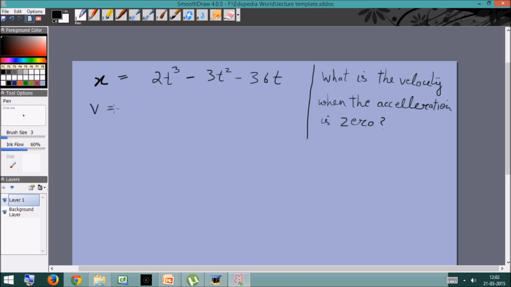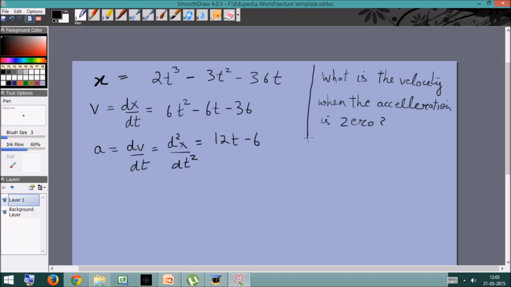v equals dx by dt. So this will just be an exercise in calculus. The derivative of 2t cube will be 6t square, minus 6t minus 36. We can even find the acceleration. It would be the derivative of the velocity, which can also be written as the double derivative. This is the notation for the double derivative of the position, and that would be 12t minus 6. So we know now the velocity, the acceleration, and obviously the position at any point of time.